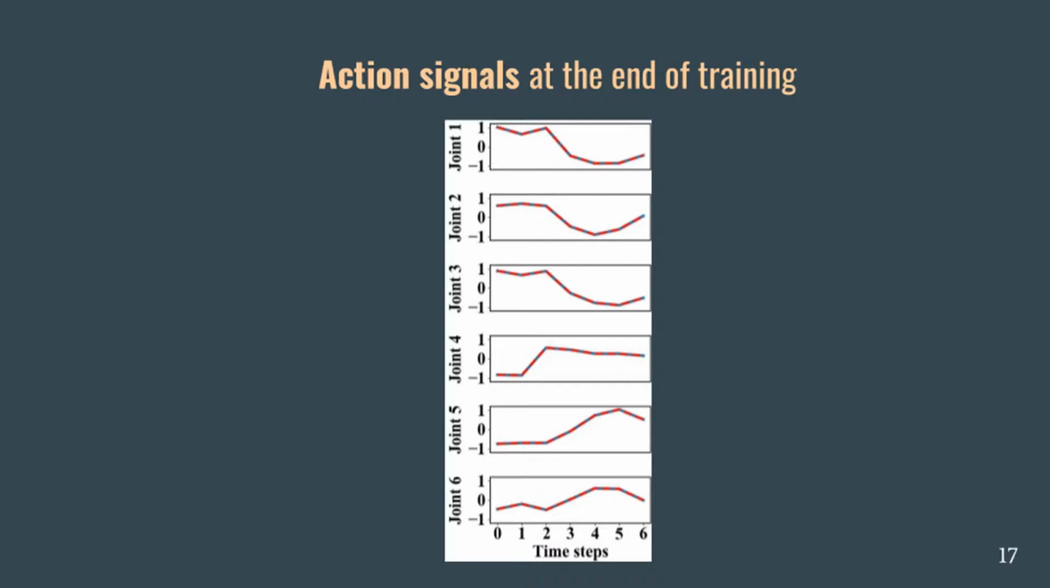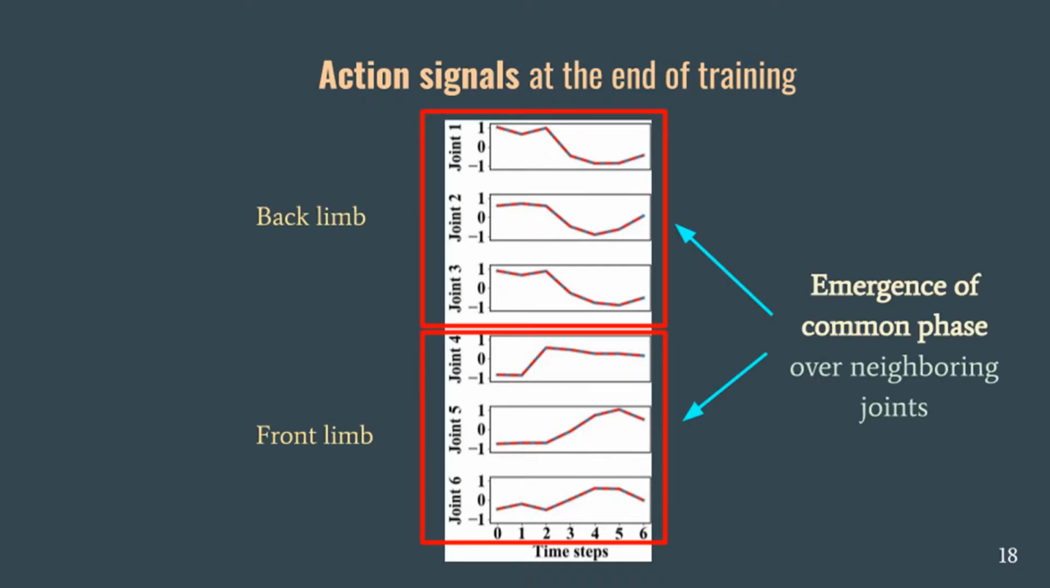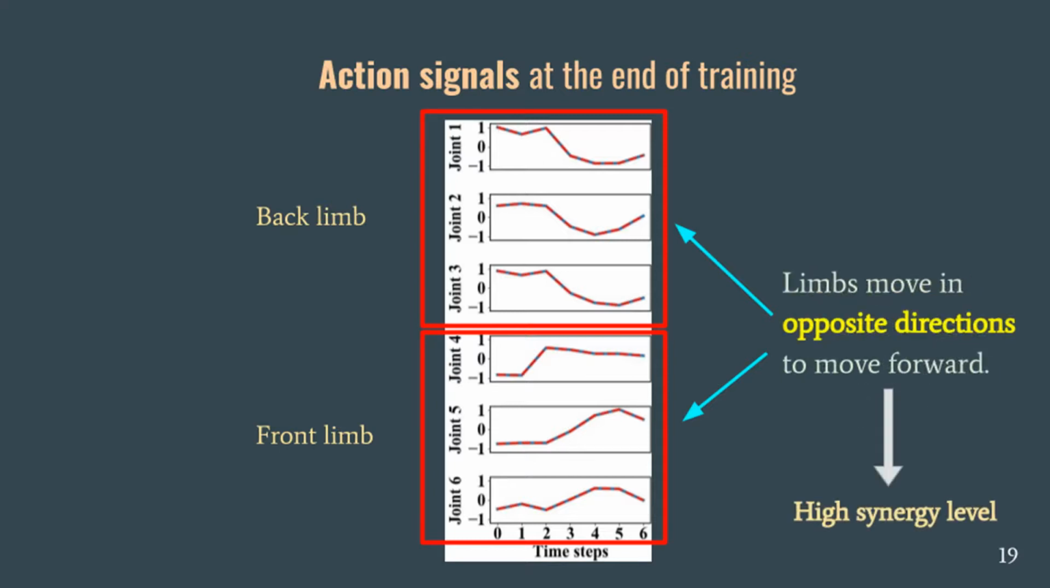At the end of the training, we can see that there is a common phase between the joints for the back limb and also the front limb. And this phase is opposite between the back limb and the front limb. What this tells us is exactly that the limbs of the half cheetah are moving in opposite directions to move forward. And this shows that the joints of the back limb and the front limb are very coordinated and they are working together to execute the running motion. Hence, we have a very high synergy level between the joints at the end of the training.